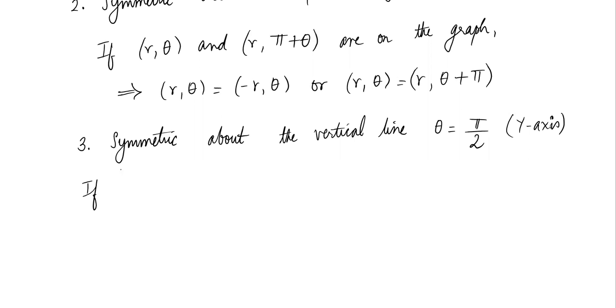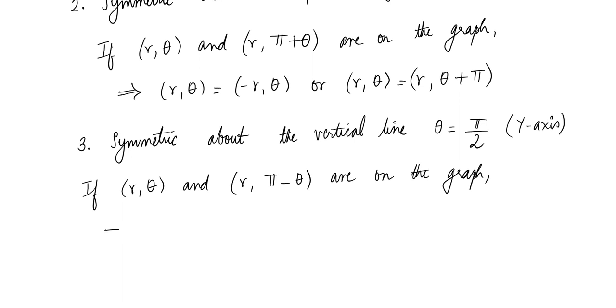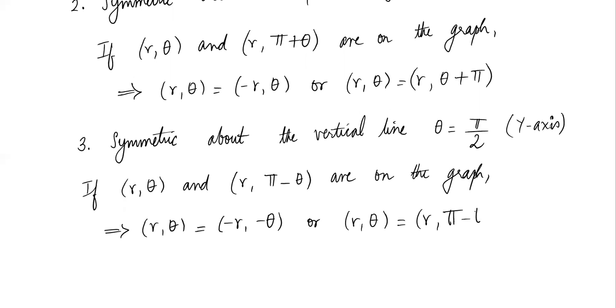If (r, theta) and (r, pi minus theta) are on the graph, it implies (r, theta) equals (negative r, negative theta), pi minus theta. Okay.